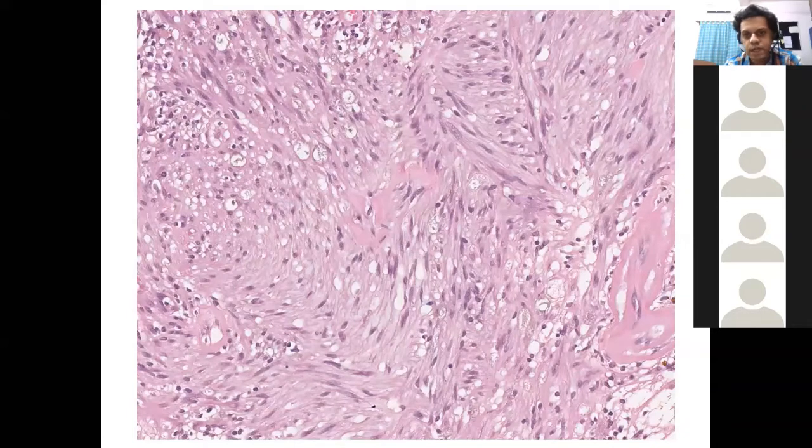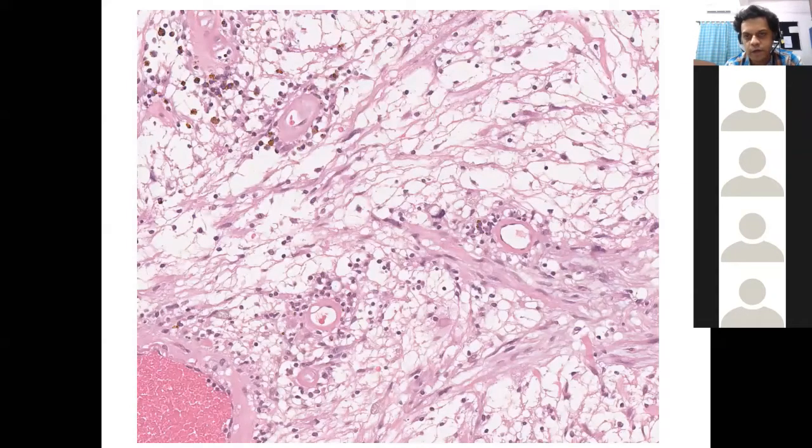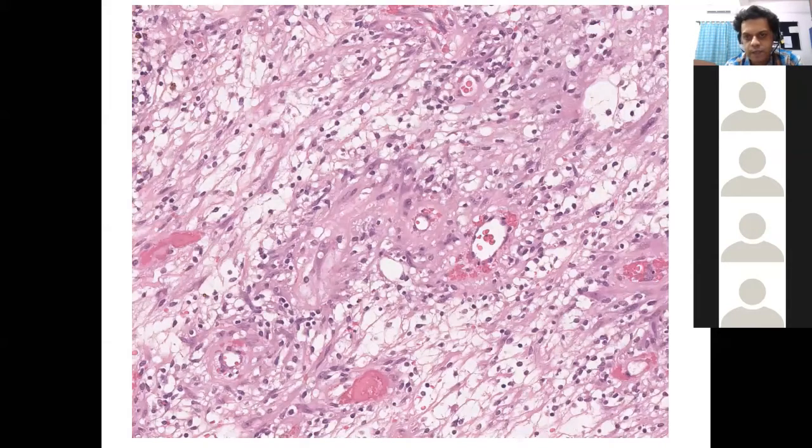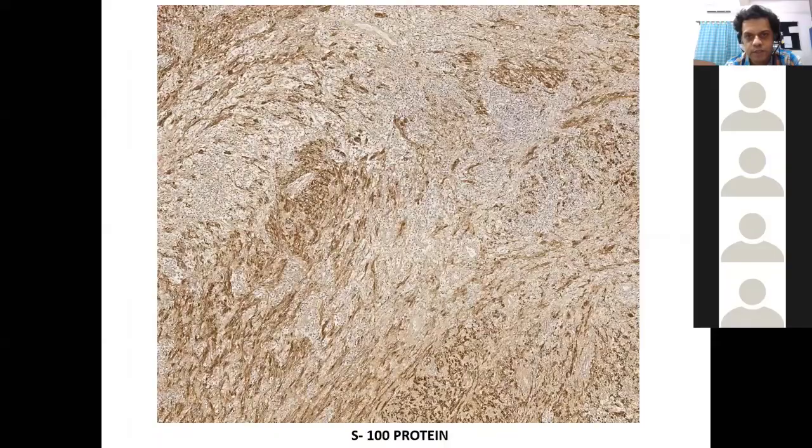Within the spindle cell elements, however, you see in this particular focus, there's not much pleomorphism. There's not much atypia. It's the usual kind of Schwannian cells going around. But in the microcystic zones, you are not seeing those cells. You're getting all kinds of congested vessels, microcystic edematous appearance, and also hemosiderin showing that it has bled before. Again, the same microcystic appearance with congested vessels.